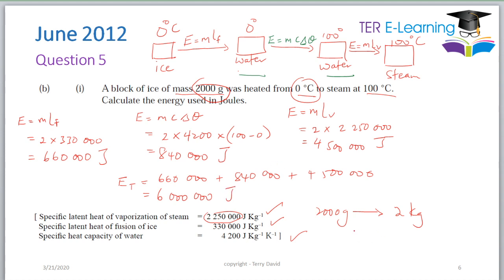Now you can give your answer in standard form, if you want. So that will be 6 by 10 to the 6 joules, right? So you can give your answers that way, that's fine. If they had asked you to give your answer in megajoules, then it'll be 6 megajoules. All right.